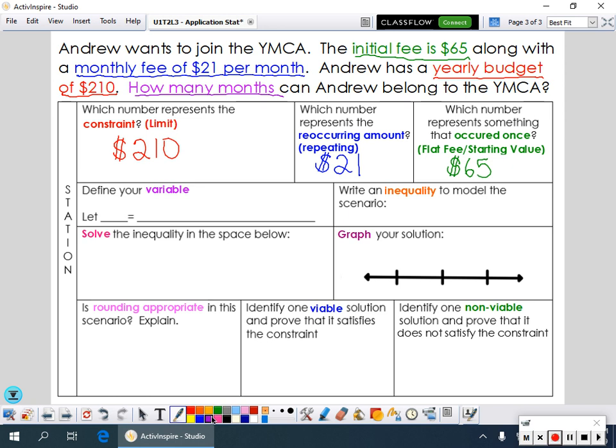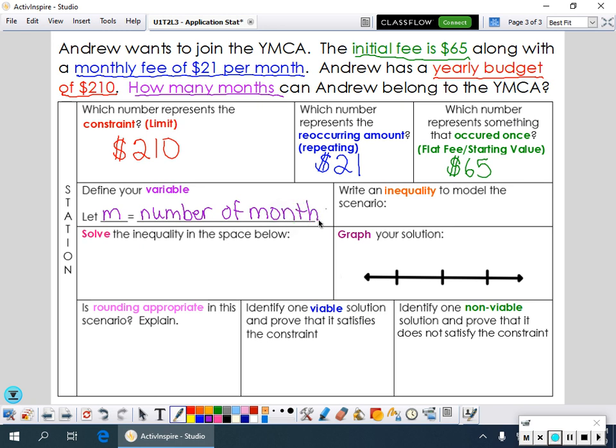Now the question we're being asked is how many months can Andrew belong to the YMCA? That's going to define our variable. We're trying to figure out how many months. So my variable M is going to represent the number of months. Okay, so the number of months Andrew can belong to the YMCA.